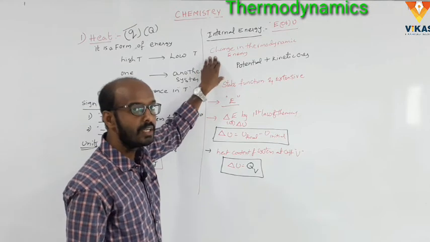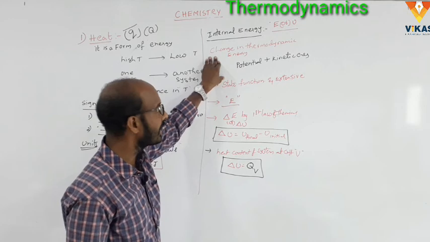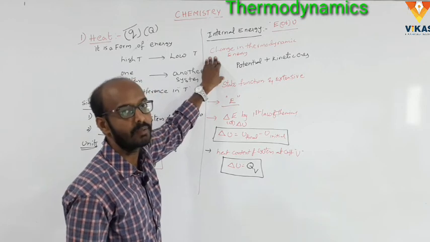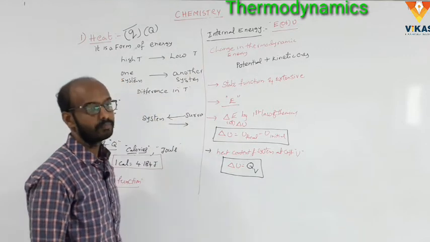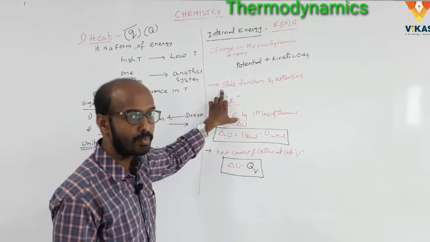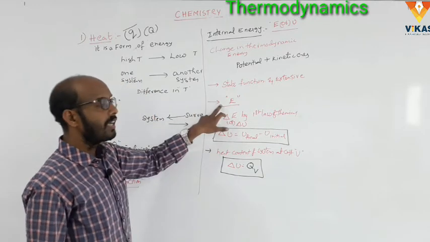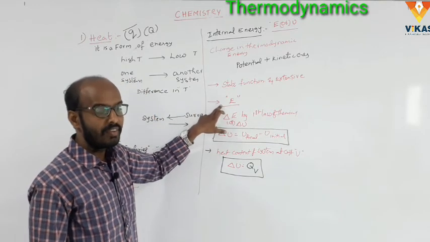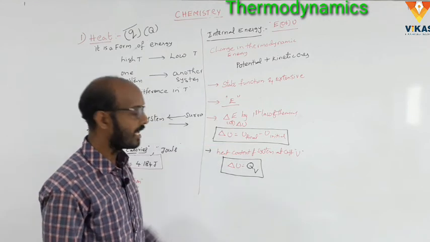The sum of the total potential and kinetic energies of the system at a given temperature is called internal energy. It is a state function and an extensive property, not a path function. We cannot determine the absolute value of U. We can determine the change in internal energy based on the first law of thermodynamics.